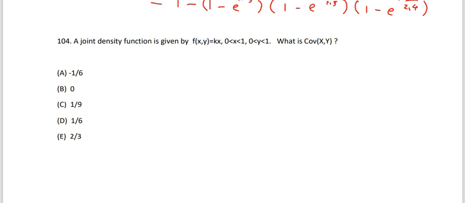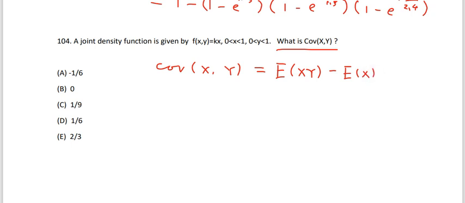So for 104, we want to find the covariance of this. Covariance of XY uses the formula E(XY) minus E(X) times E(Y). So here we just need to find E(X), E(Y), and E(XY), right? So what is E(X)?